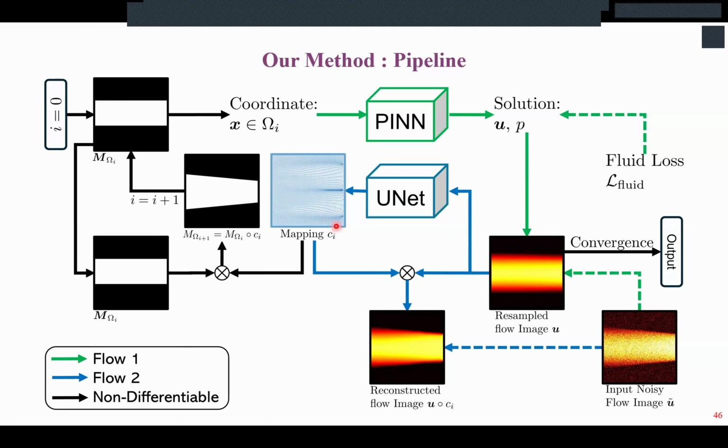And this CI, other than warping these mappings, could also warp this template mask to be a more accurate mask, which could be used for the next iterations. So we have M omega I plus 1 equals M omega I composite CI. Okay, so we go through these procedures iteratively, and finally, if we get convergence, then we get a solution.